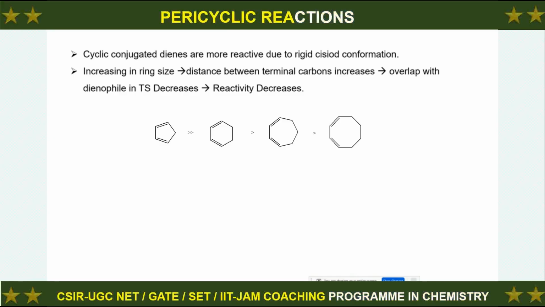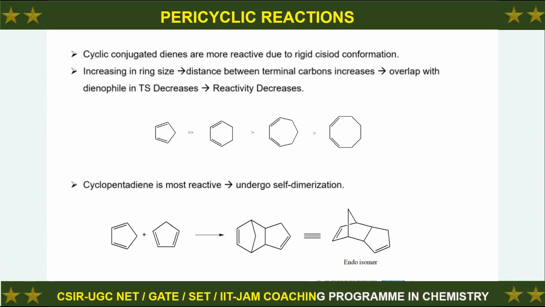So cyclopentadiene is more reactive than the other cyclic compounds. Cyclopentadiene is the most reactive, so it can undergo self-dimerization at room temperature. So if you buy a bottle, at normal room temperature itself it forms dimers. Most of the cyclopentadiene will be dimer only.